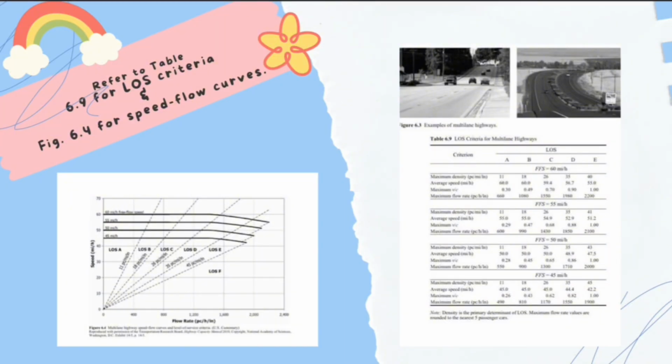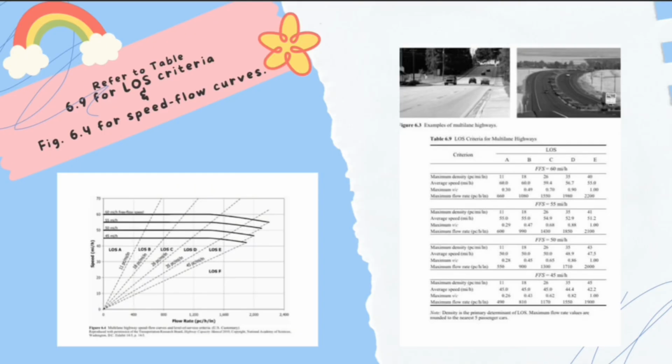The table also shows that these values change depending on the free flow speed, or FFS. For example, 60, 55, 50, or 45 miles per hour. When the FFS is lower, the maximum flow rate and average speed also become lower. So basically, the higher the FFS, the better the traffic conditions and the faster the flow.